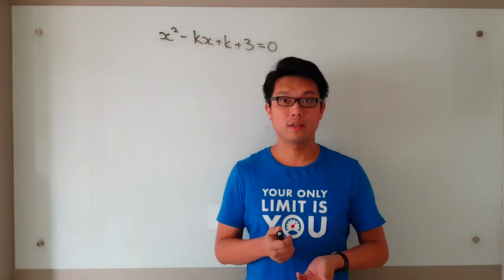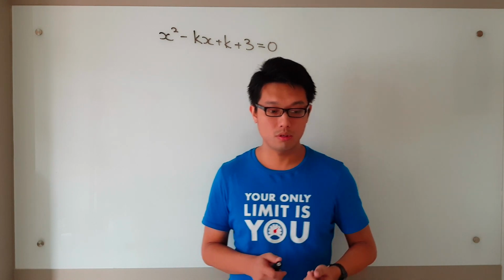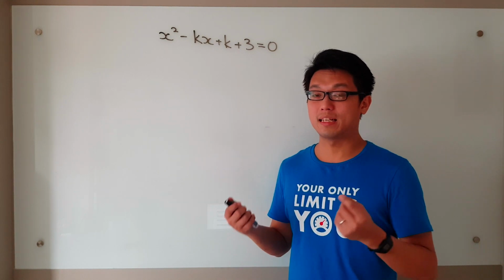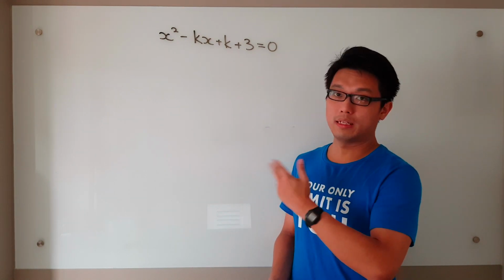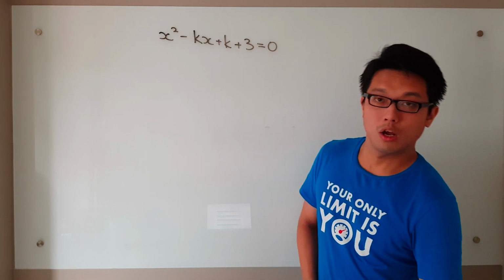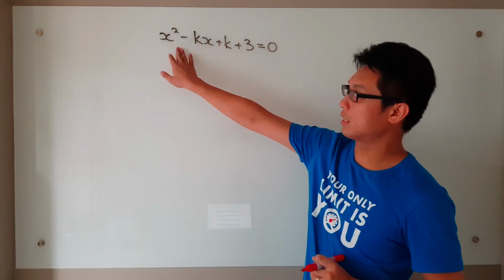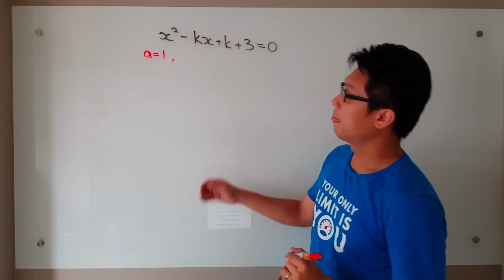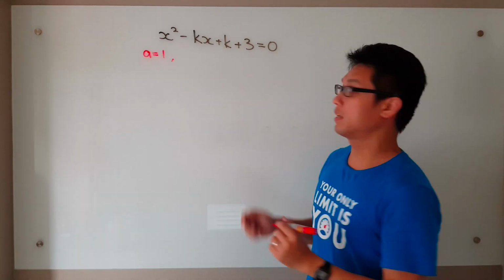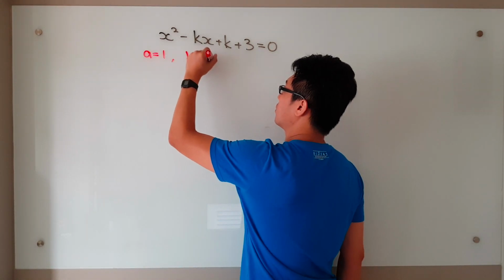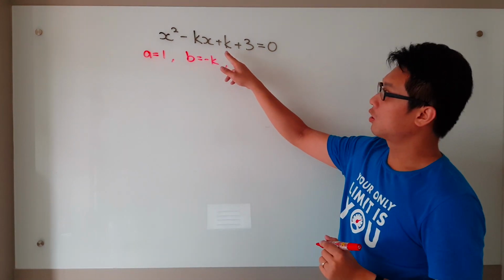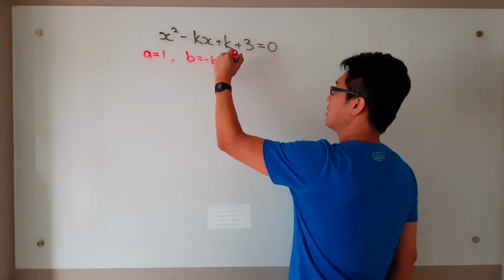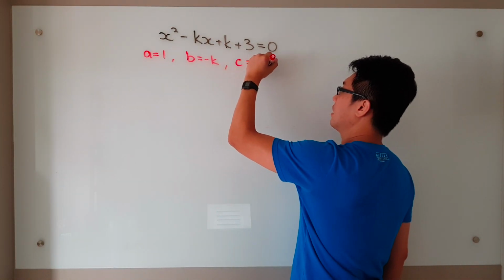We will need to use that to solve this question. We need to find the range of values of k such that this equation has real and distinct roots. So the first thing we need to identify is the discriminant. But before we can do that, we need to identify the a, b and c. The coefficient of x squared is 1, so a equals 1. The coefficient of x is negative k, so b equals negative k, and the constant term is all those which are free of any x terms, which will be k plus 3, so c is k plus 3.